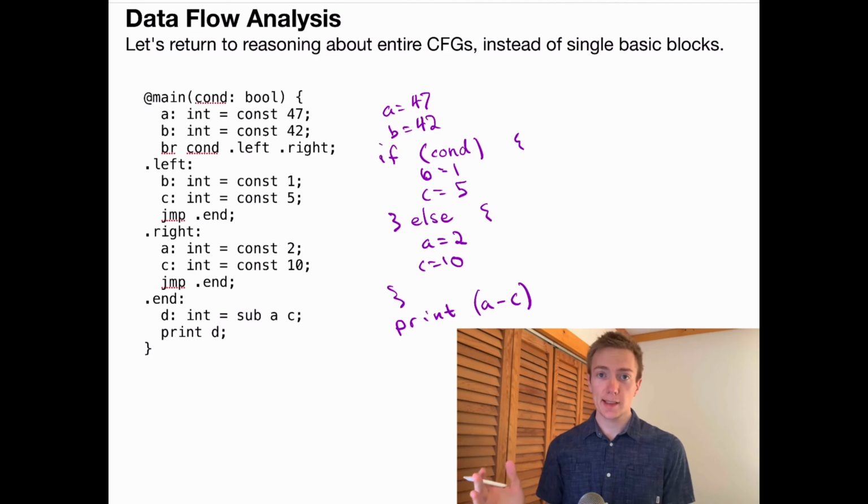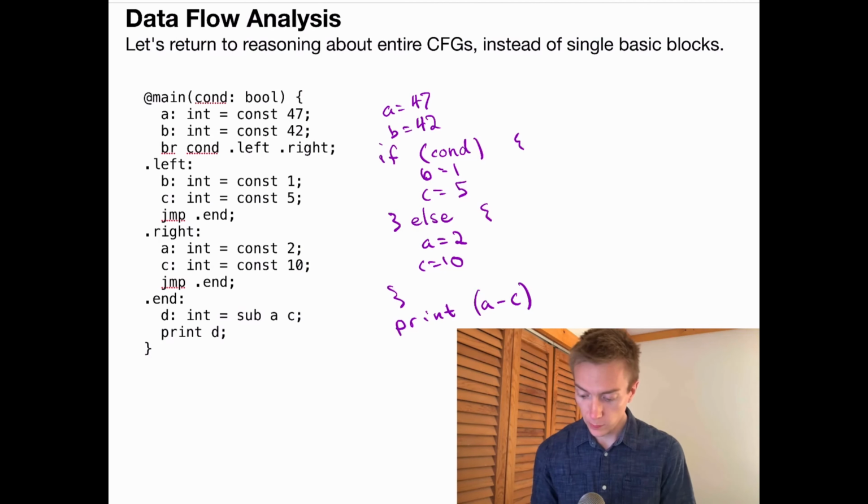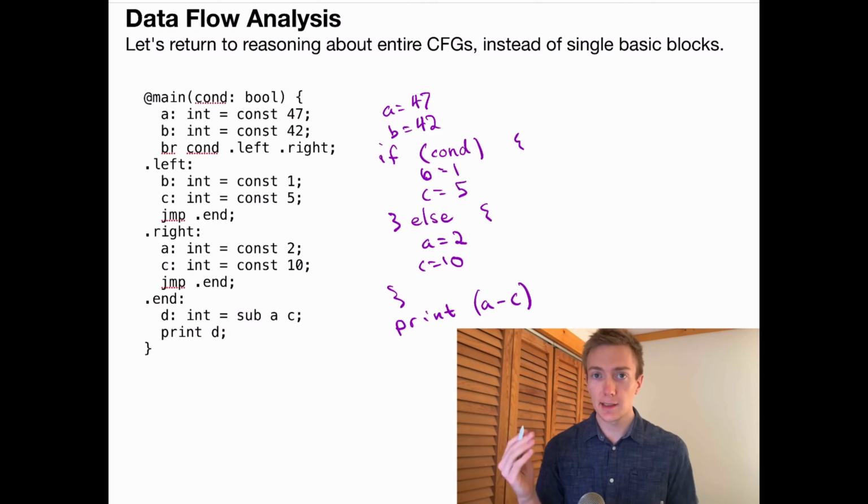Now imagine that your task is to do some sort of constant propagation on this program. That is, we want to know what constants A and C might be when we're printing them out at the end, when we finally print out their difference. So the question is, is it possible to replace A with a constant, or to replace C with a constant? The point about asking this question is that it is a global property. You can't answer it by just looking at the basic block at the end.